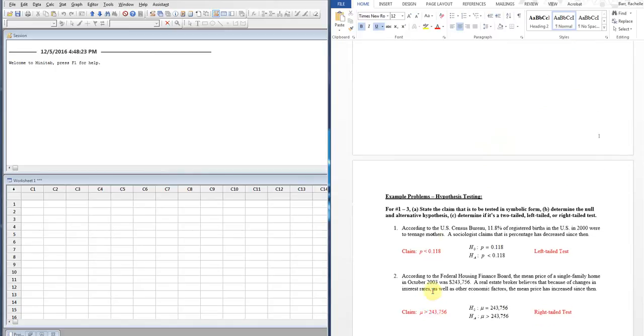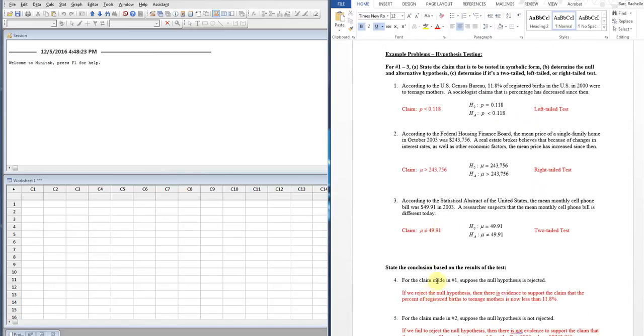So here we go. Let's do some examples. Sorry if the scrolling makes you dizzy.